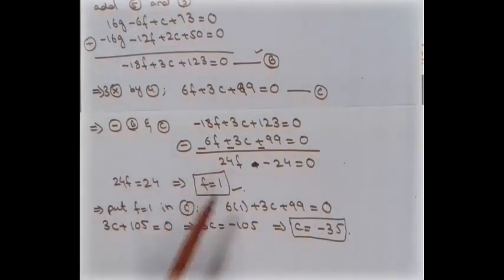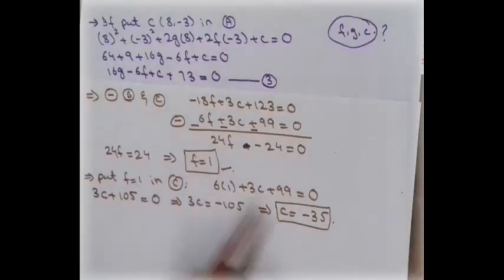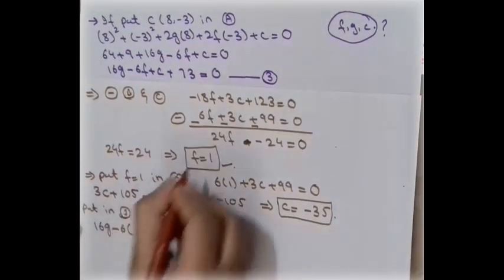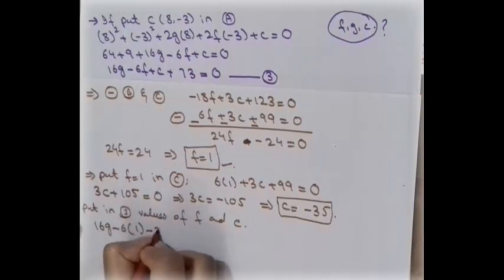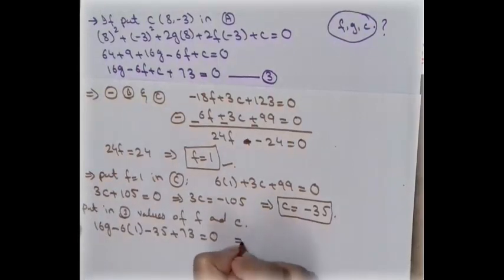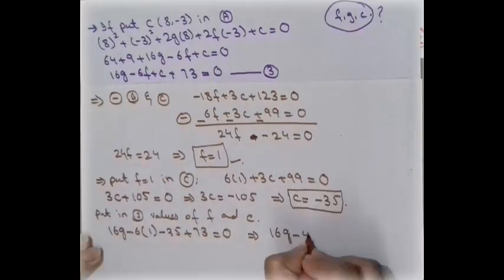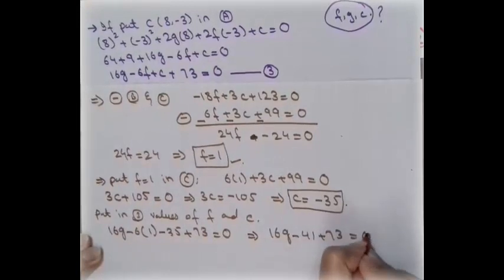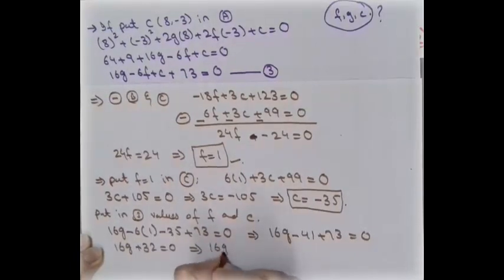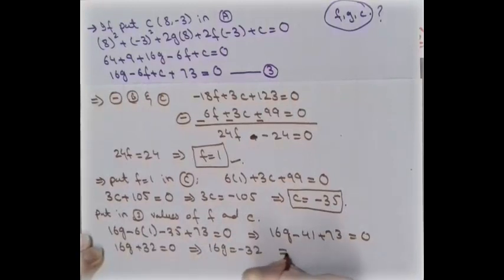Now put these two values, f and c, in any equation to find the value of g. We put these two values in the third equation: 16g minus 6 times the value of f, which is 1, minus 35 plus 73 equals 0. If we solve this, it will be 16g minus 41 plus 73 equals 0, so 16g plus 32 equals 0. Taking 32 to the other side, 16g equals minus 32, and the value of g which we calculate is minus 2.